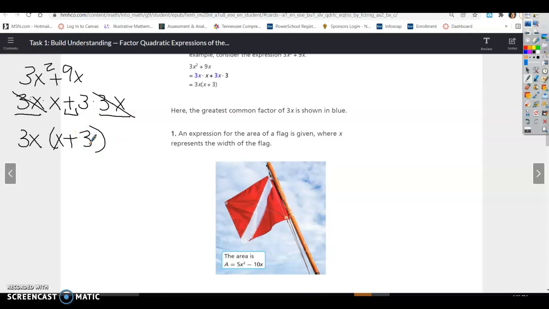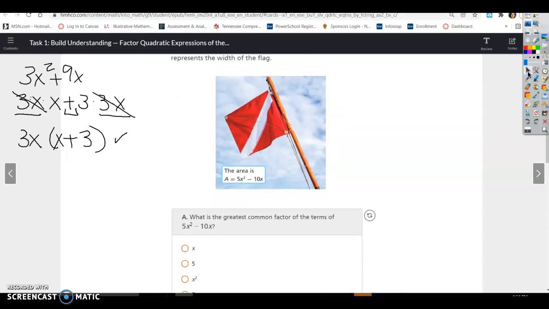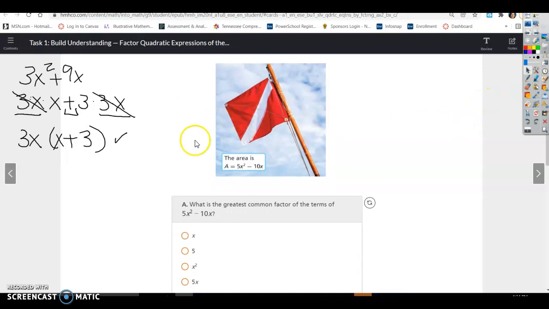And you can always use the distributive property to see that what you did is the same as what you started with, because we're rewriting it in factored form, but it still should be equivalent to what you started with. So 3x times x is 3x squared. 3x times 3 is 9x. And that way I know that I factored it correctly. Okay? Alright, so it says here the greatest common factor of 3x is shown in blue. An expression for the area of a flag is given, where x represents the width of the flag.